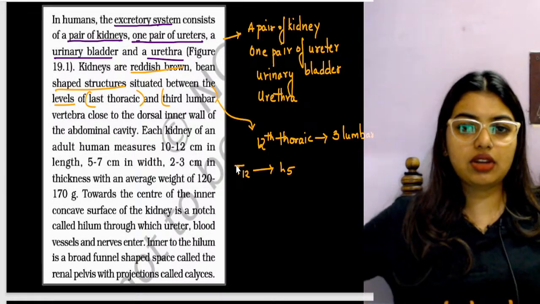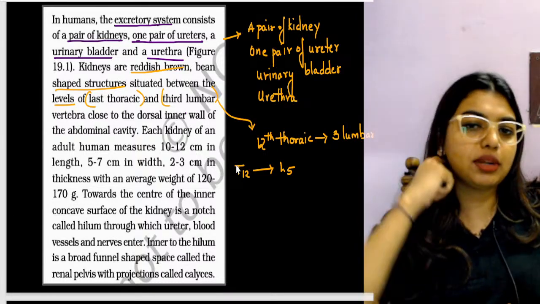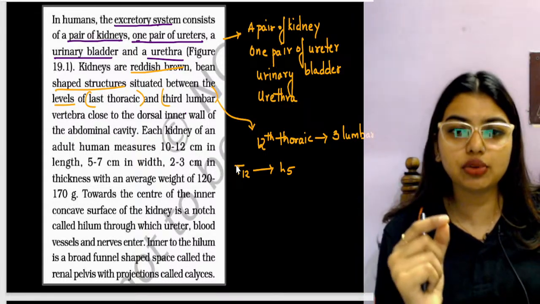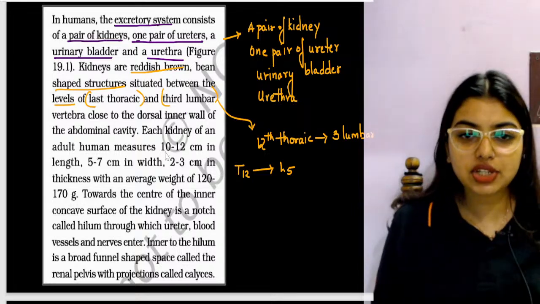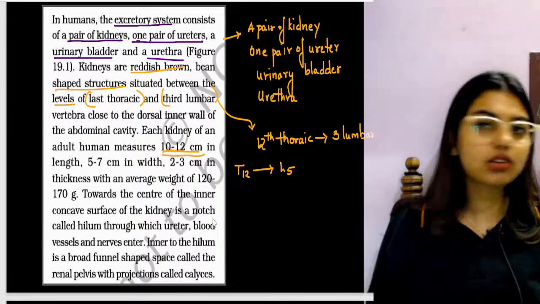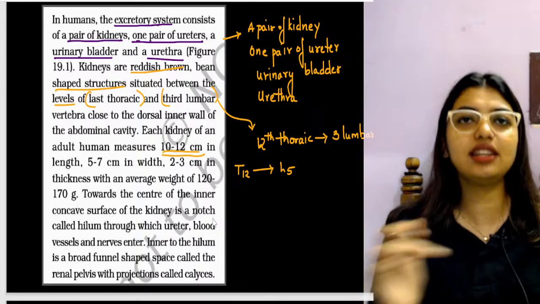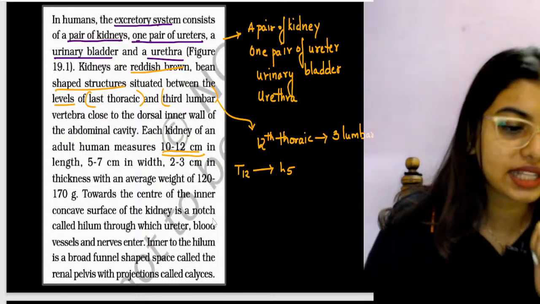Somewhere here. Now each is close to the dorsal inner wall of the abdominal cavity. Each kidney of an adult human measures around how much? It measures around 10 to 12 centimeters in length. So you can take a 15 centimeter scale and measure 10 centimeters.